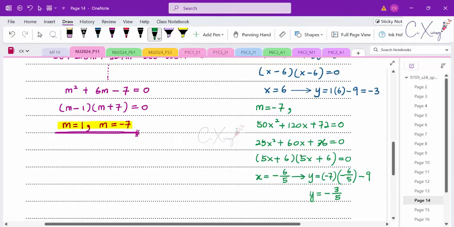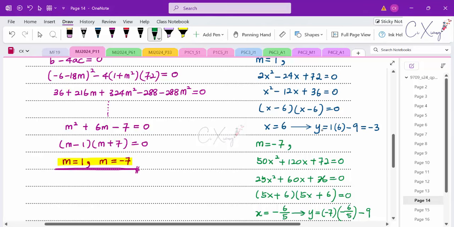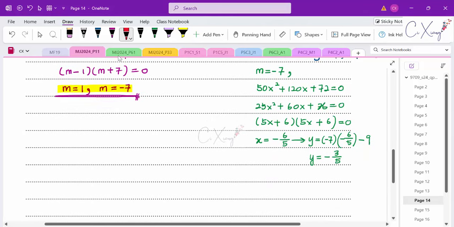Alright, so after I successfully get the value for m and the coordinates of x and y, I rewrite my final answer. For my final answer, I'm having two sets of answers. When m equals 1, the coordinates of the point are (6, negative 3). When m equals negative 7, the coordinates will be (negative 6 over 5, negative 3 over 5). So this is how we get the answer for question number 10.